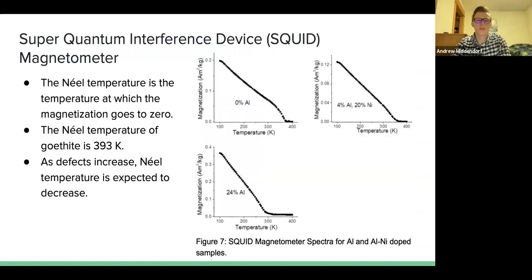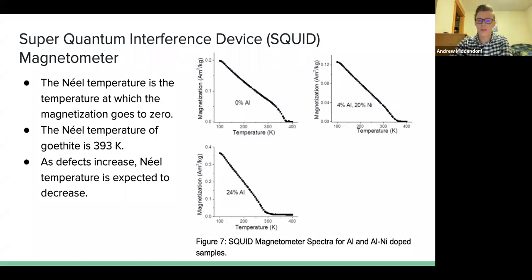So the other test that we used to characterize our samples was superconducting quantum interference device magnetometry, or SQUID magnetometry. And this works by identifying the Néel temperature of our samples. And the Néel temperature is where the magnetization in the sample goes to 0. For goethite, this Néel temperature is around 393 Kelvin.